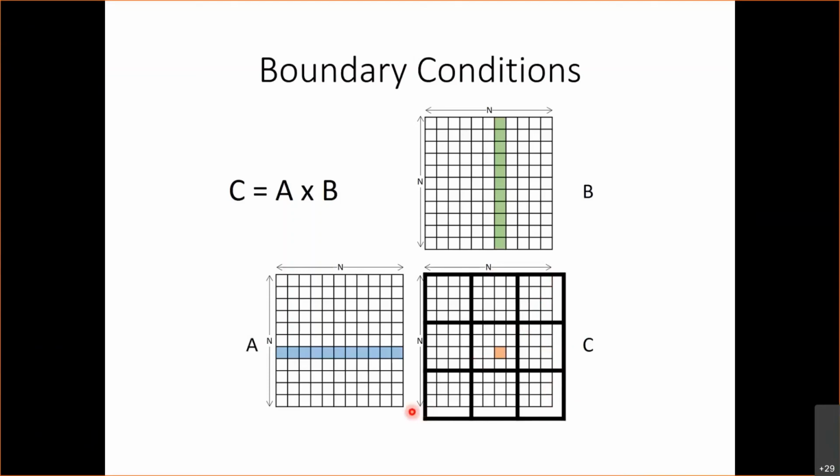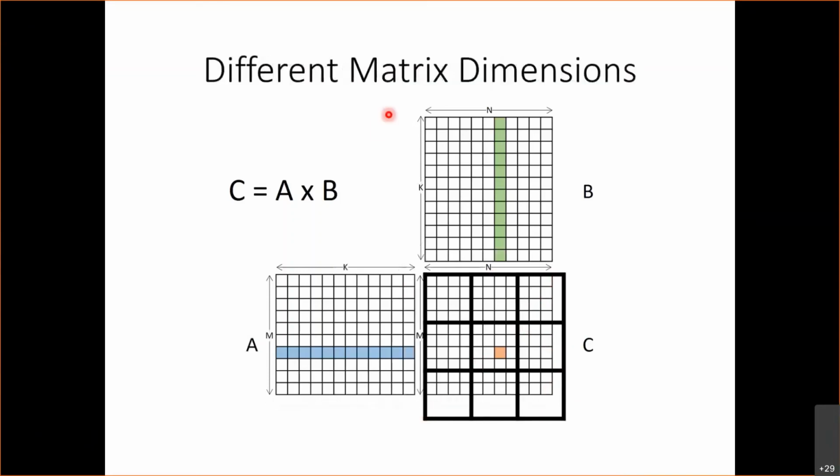Another thing to take note of is that we could have a case where we have different matrix dimensions. I've used square matrices in this lecture. All my matrices were n by n. But you could have matrix multiplication where A is m by k, B is k by n, and then your output would be m by n. So my matrix dimensions could be different from each other.